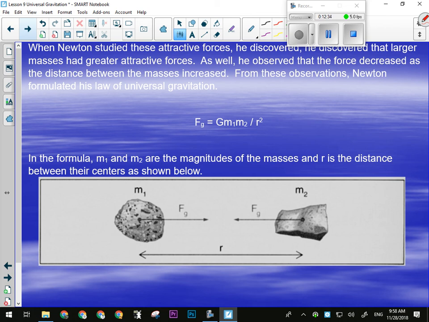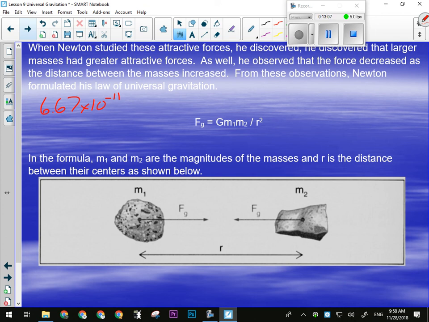Big G is the universal gravitational constant. It's on your formula sheet under other useful constants. Its value is 6.67 times 10 to the minus 11, and I'm trying to remember the units here. I don't even remember what the units are. They're beside it, I think, in your formula sheet. But that's its value there, 6.67 times 10 to the minus 11.